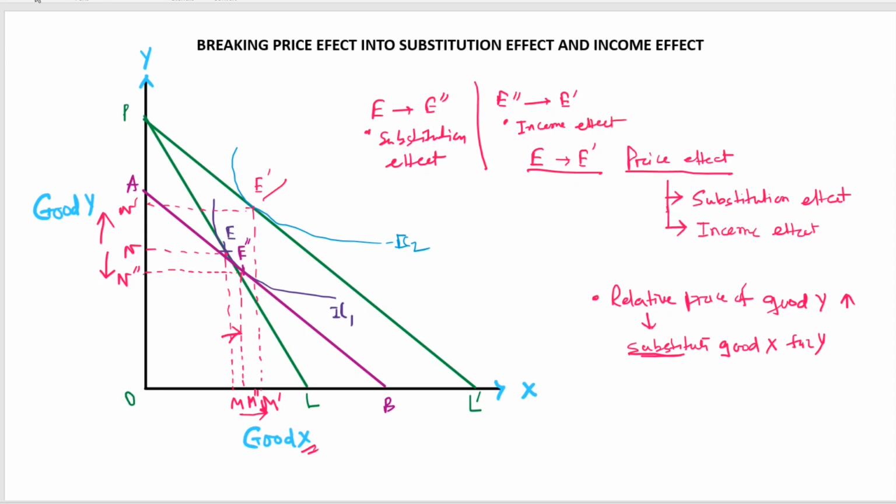And you can see when the income effect takes place, the consumer is moving from N double prime to N prime. Here is an increase, and here also M double prime to M prime. Here is also an increase in consumption. So that is how we can break the entire price effect into substitution effect and income effect. Hope you have understood this topic. Thank you.